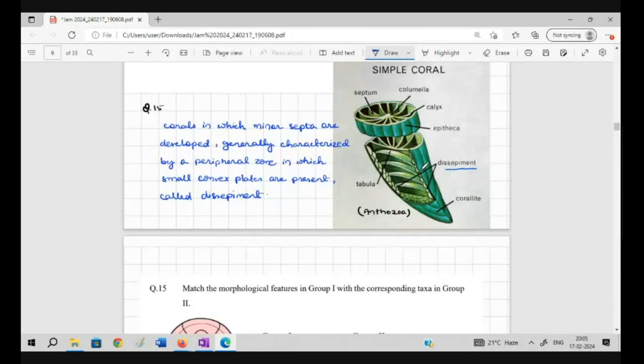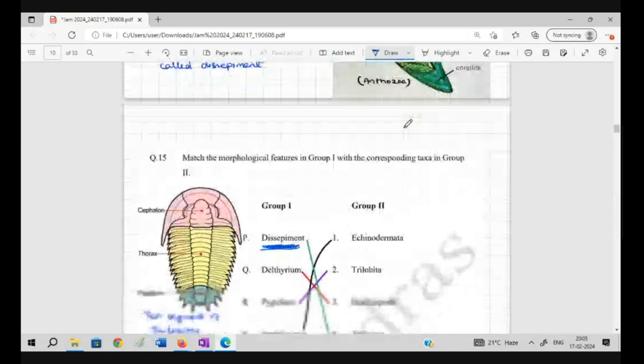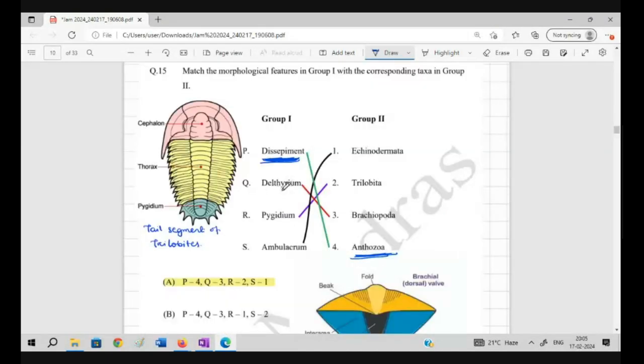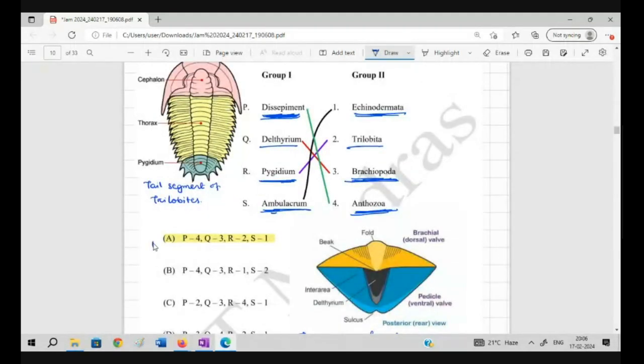So this is a morphological feature that deals with the corals or the Anthozoa. The deltidium, if you remember, is the pedicle opening of brachiopods. It is associated with brachiopods. And the pygidium is the last body part of trilobites. Yes or no? And the ambulacral plates are the coronal plates associated with echinoderms. Yes or no? So the correct one will be option A. Is it correct? Yes, sir. Okay, that's fine.